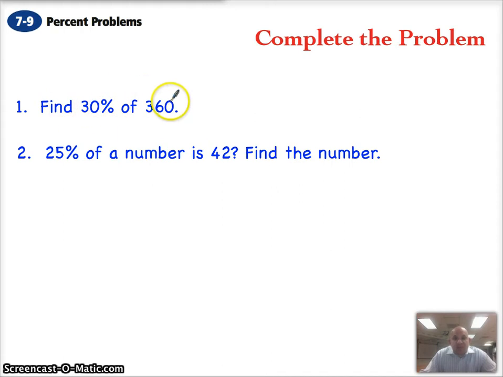This is your problem, or pair of problems. It says find 30% of 360. And you can either use the proportional method or the multiplication method. And then it says 25% of a number is 42. Find the number. Here is where I want you to go ahead and use the proportional method. Here you can use proportion or multiplication. All right, we'll see you in class.